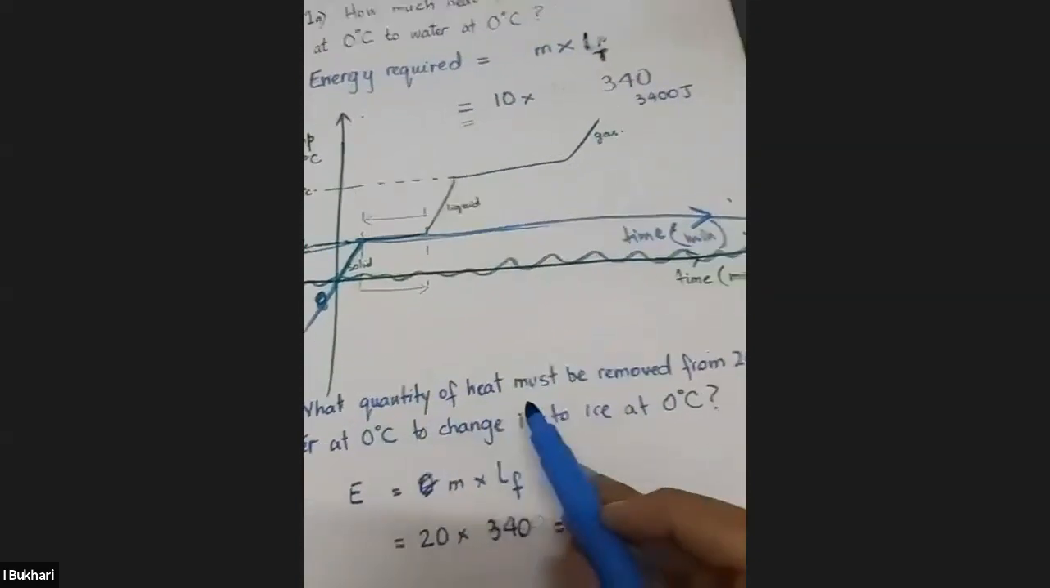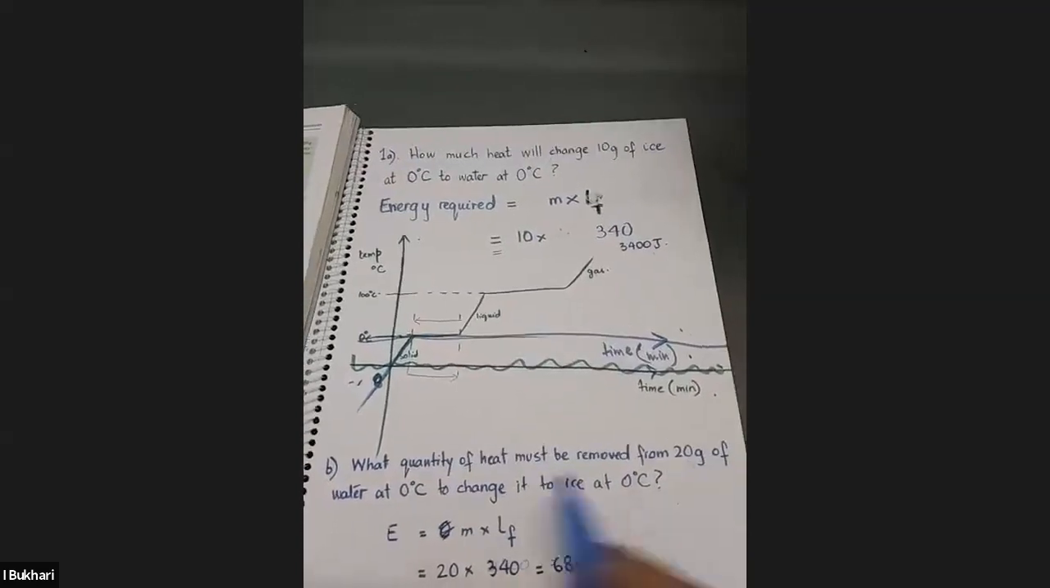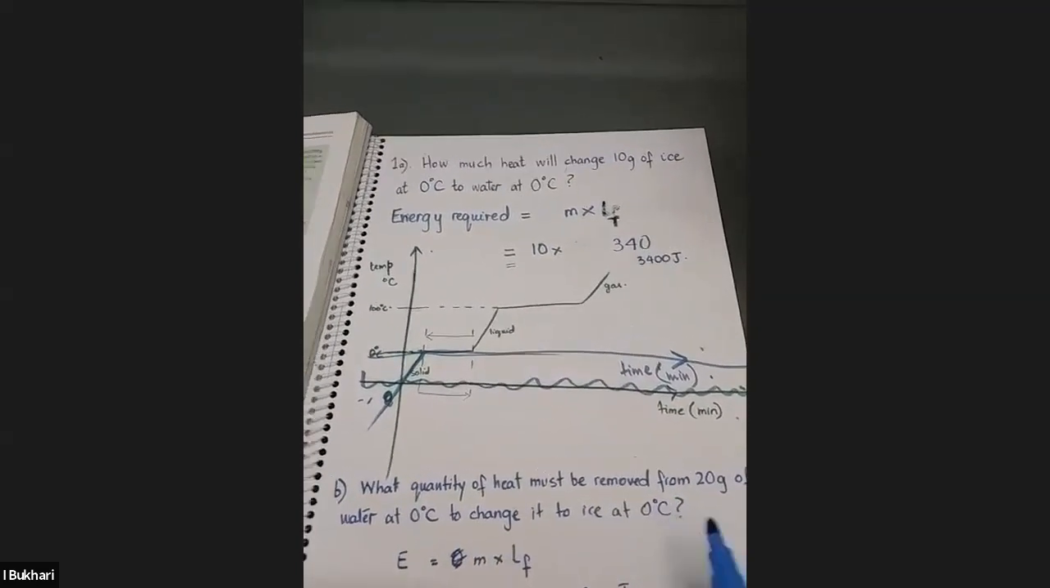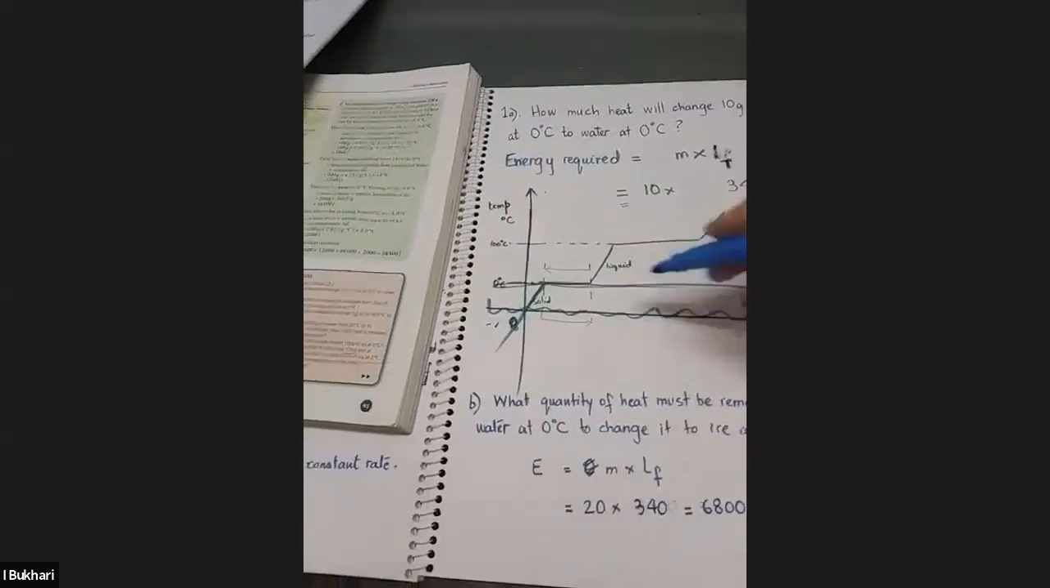So what quantity of heat must be removed from 20 grams of water at 0 degrees Celsius to change it to ice at 0 degrees Celsius? Let me try to understand this question on this heating curve.